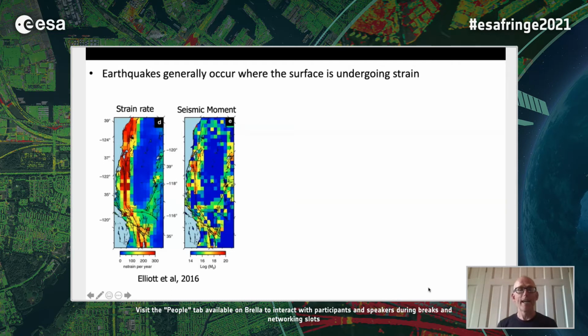It's not exact, and a big part of the reason for that is we don't have a full seismic catalog covering the whole, to get a good average of where the seismic moment is. And this is where actually measuring seismic strain can really help to improve our estimates of seismic hazard.